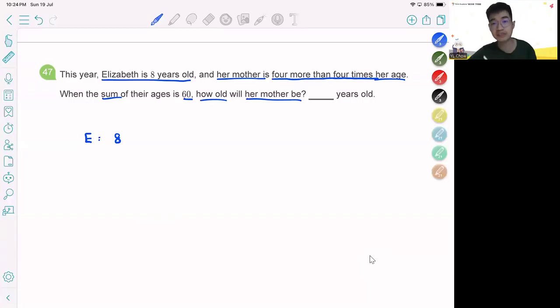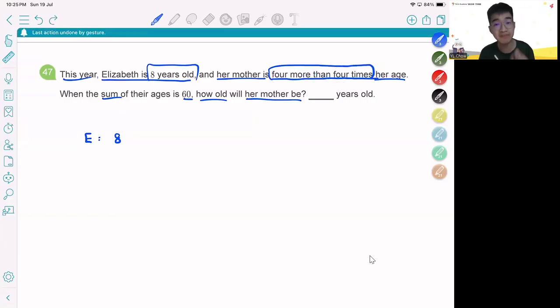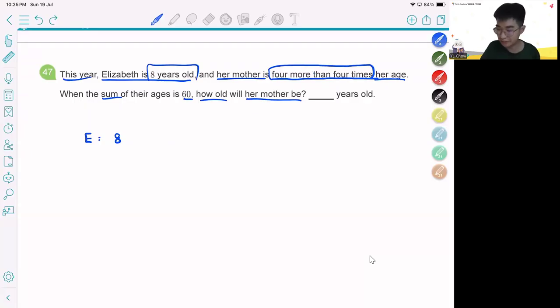However, this question is actually pretty simple. I straight up told you this year Elizabeth is 8 years old. Now, how old is her mother? Her mother is 4 more than 4 times her age, right? So this is an understanding of multiples. 4 more than 4 times means on top of multiplying the age by 4, I also add 4 to the ages after that. The multiple relationship comes first.